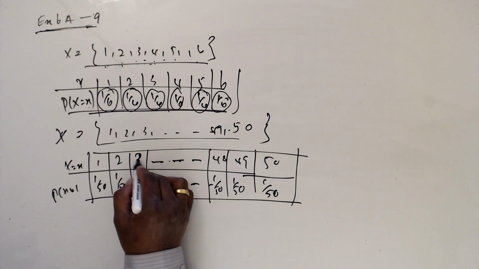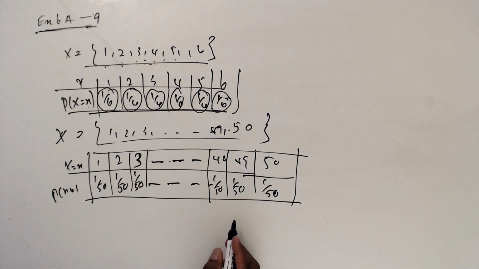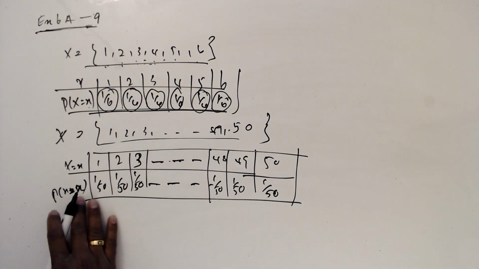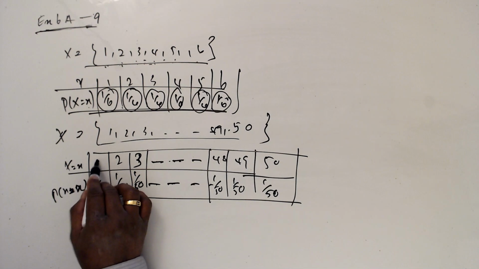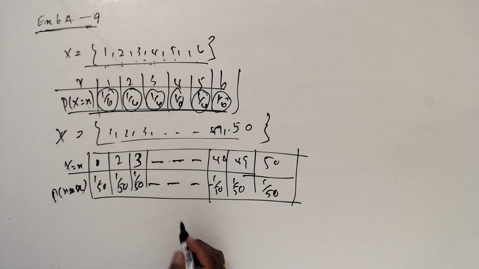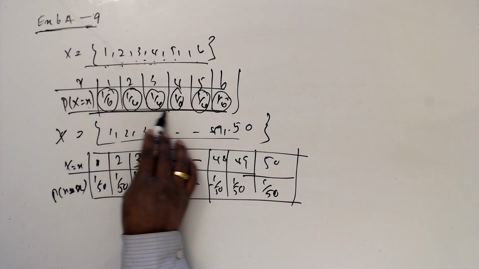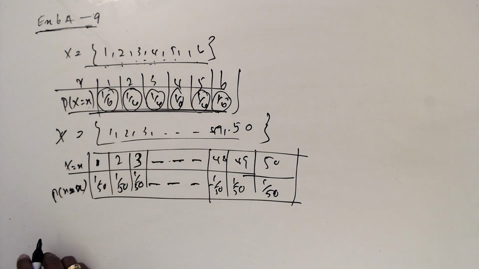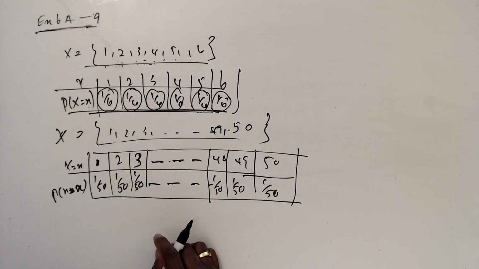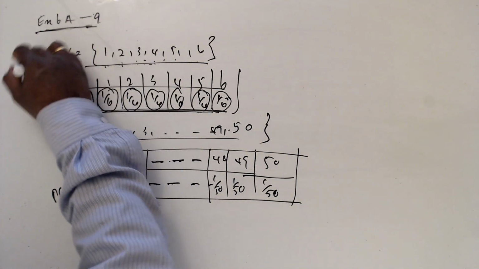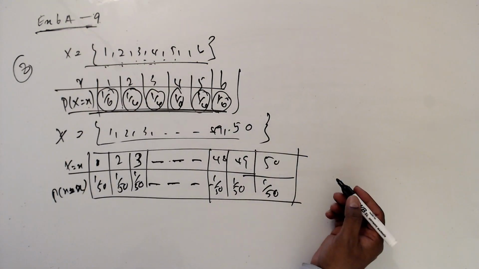Usually we put 3 dots. X equal x. So this is the idea of uniform. The probability of each outcome has the same probability. I think I missed question number 8, so I will discuss it after this one.